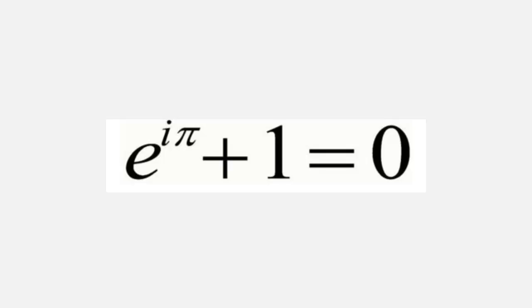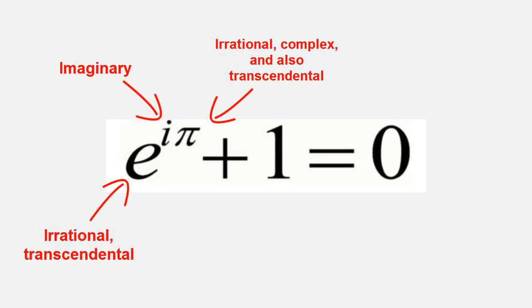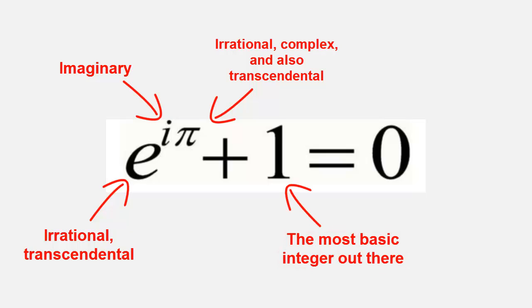In addition to relating these 5 important constants, it also uses 3 basic mathematical operations once each: addition, multiplication, and exponentiation. From the time of its publication through the present day, this identity has been cited as one of the best examples of mathematical beauty. How exactly is it possible? How does an irrational number raised to the power of a complex imaginary number come to a value that, when added to the most basic integer, equals 0?